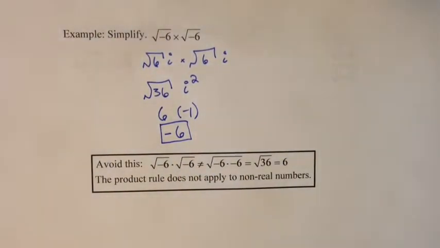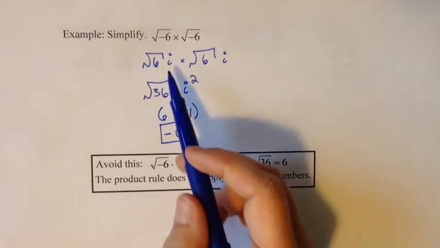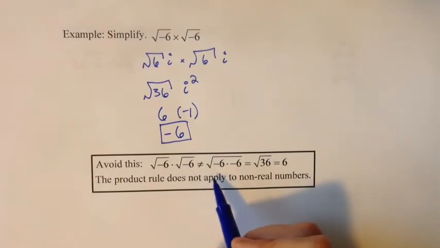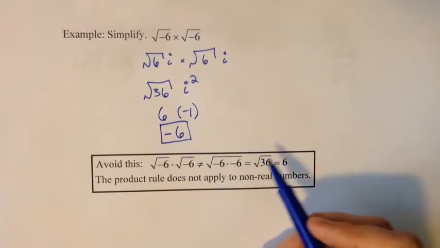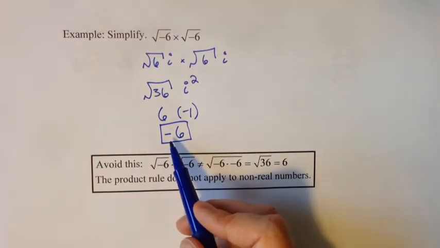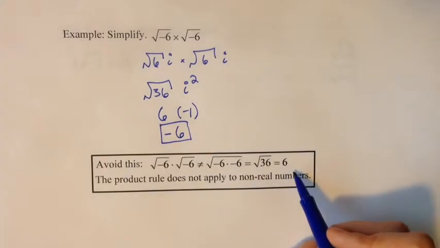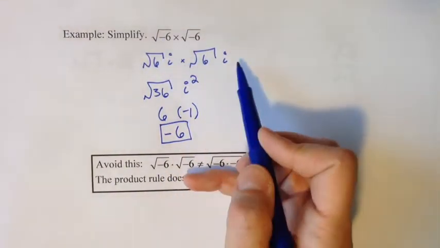I want you to take a moment to notice that it's really important that we didn't try to push these two roots together before dealing with the i's. If I had done that, I would have had the square root of negative 6 times negative 6, which is the square root of 36, which is just 6, rather than negative 6. I would have gotten my wrong number if I had multiplied the 6's before taking out the i's.